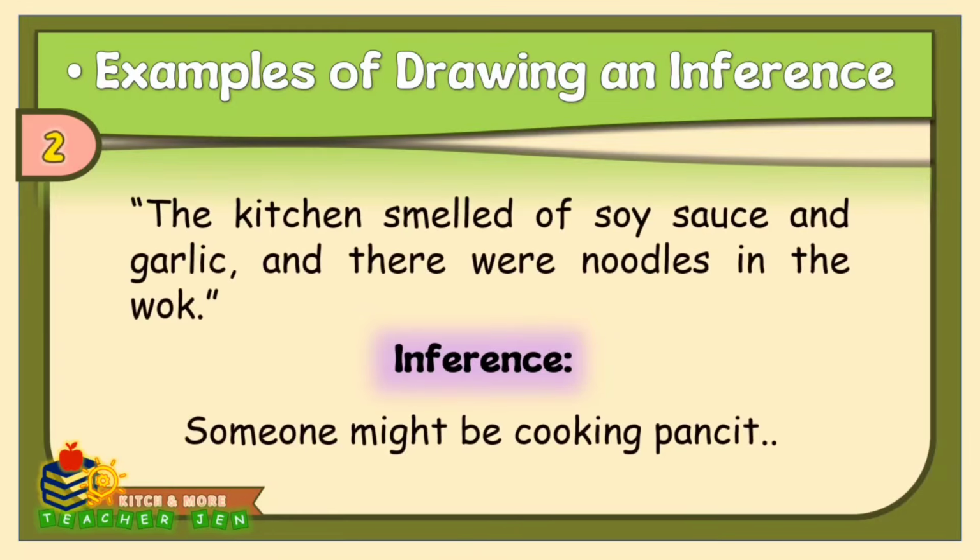Second example, the kitchen smelled of soy sauce and garlic, and there were noodles in the wok. What could we infer from this? Yes, someone might be cooking pancit. Yummy! This is the inference. In this example, the clues soy sauce, garlic, and noodles in the wok suggest that a Filipino dish is being prepared. And based on what we know about common Filipino meals, it's likely that pancit is being cooked.